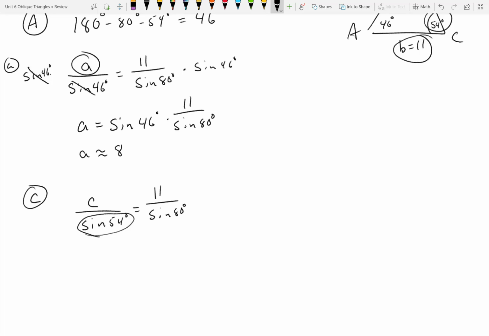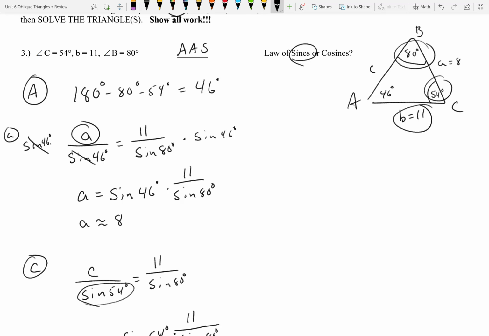We'll isolate that. I won't write it out. Multiplying both sides by sine of 54, we get C equals sine of 54 degrees times 11 over sine of 80 degrees. And that's what we'll put in our calculator. And we get side C is approximately, again, rounding to the nearest tenth, I get 9. So C equals approximately 9.